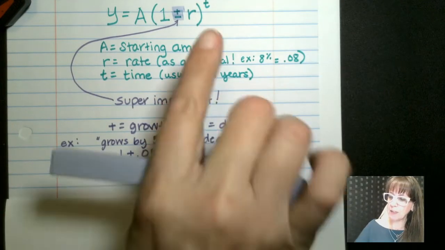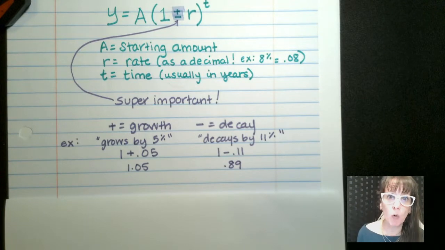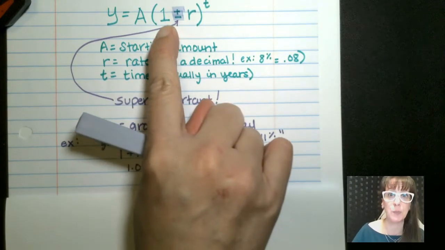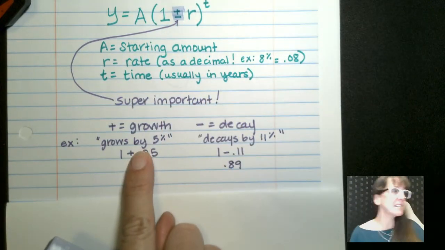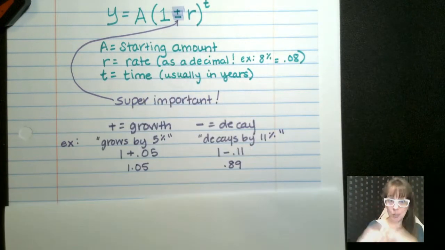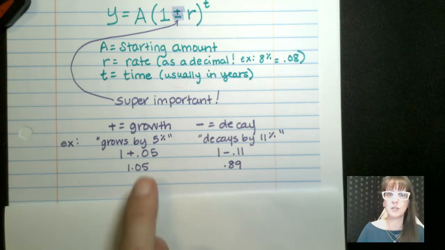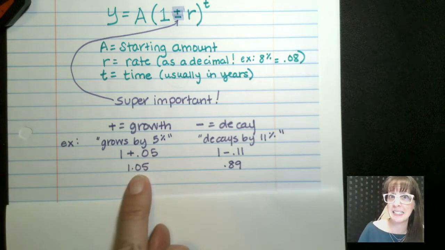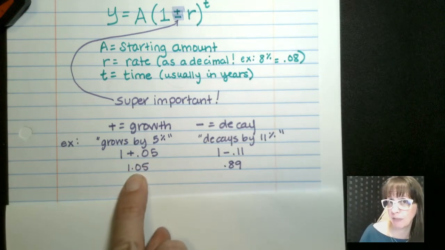It means if it's growing, it's gonna be more than 100%. This 1 represents 100%. So let's say I say, hey, this thing is growing by 5% per year. It's not only growing 100%, it's growing an additional 5%. So that would be 1.05 as a decimal. As a percent, that would be 105%.